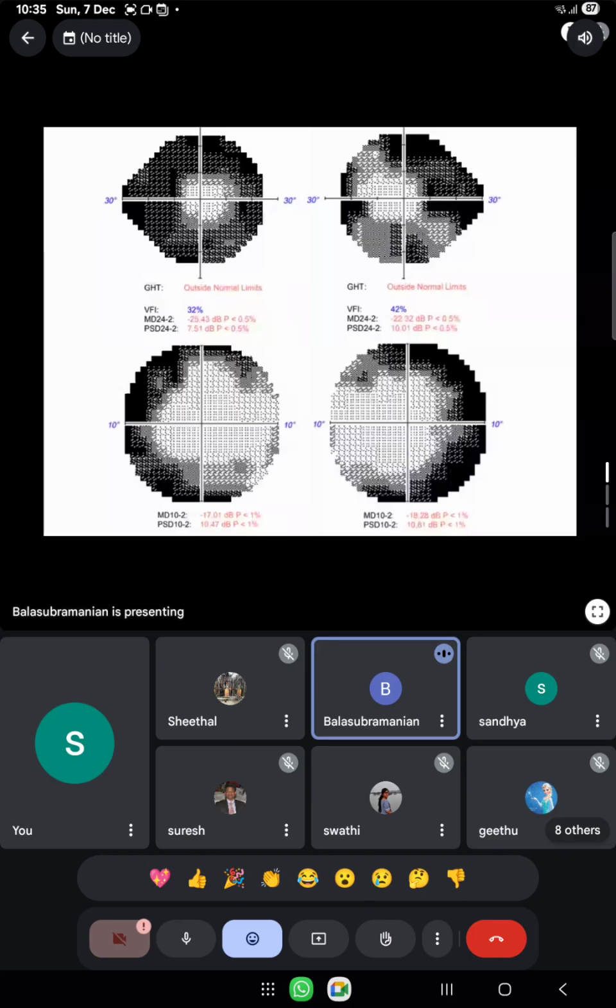This is very simple. That is what we have discussed previously. Grayscale of 24-2 of right and left eye in the first row. It shows complete superior and inferior arcuate defect with visual field index 32% and mean deviation minus 25, which is very severe.